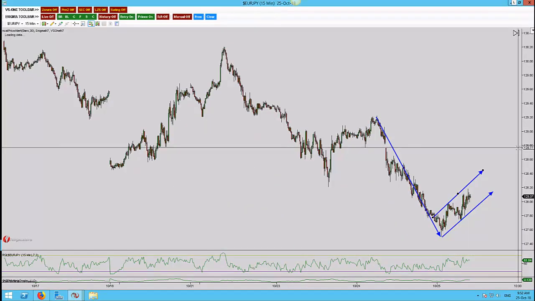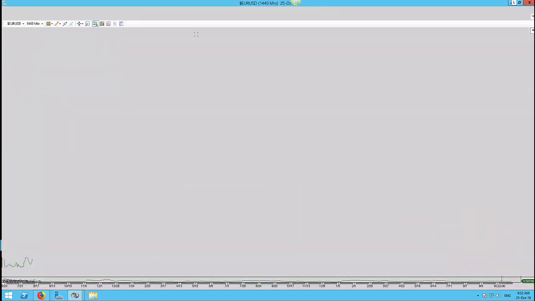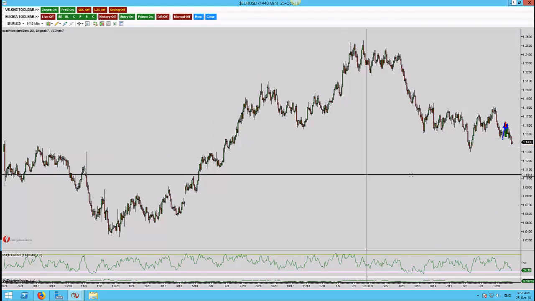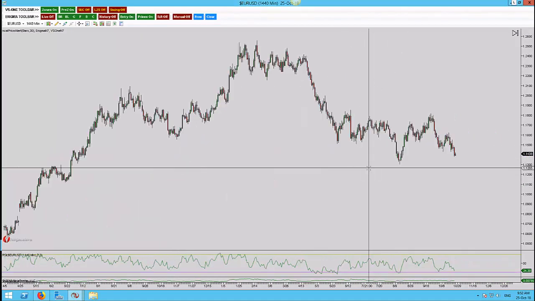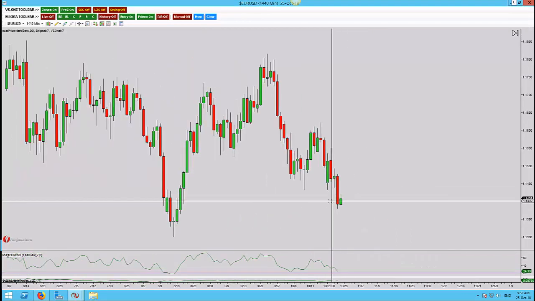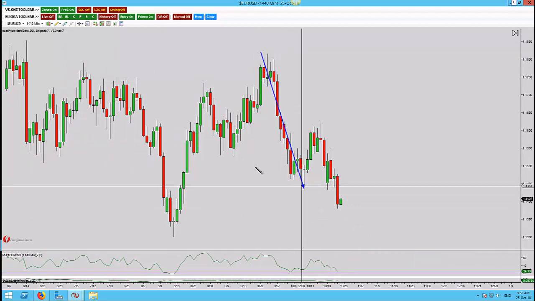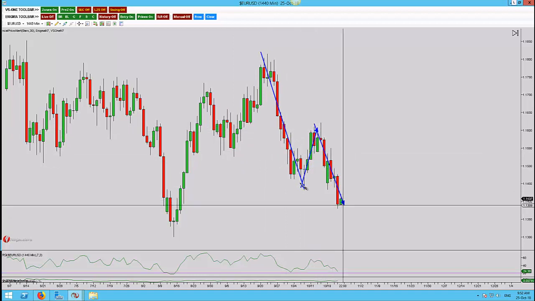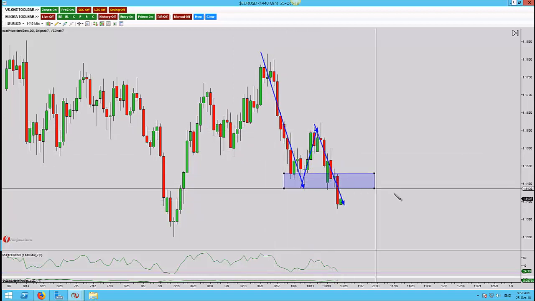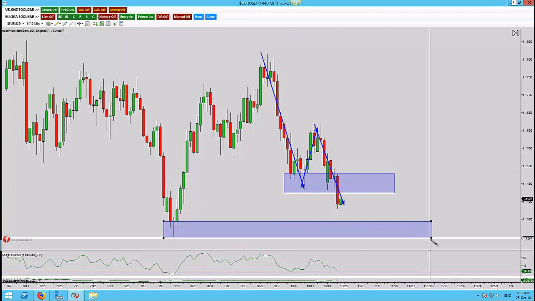So let's have a look at the euro dollar on the daily time frame and do our higher time frame analysis. Okay, so this is the daily time frame, and I was looking at what we did here. We broke below this structure level, we pulled back, and once again we have now broken below this structure level. So I'm anticipating here that we're going to come down to this level.